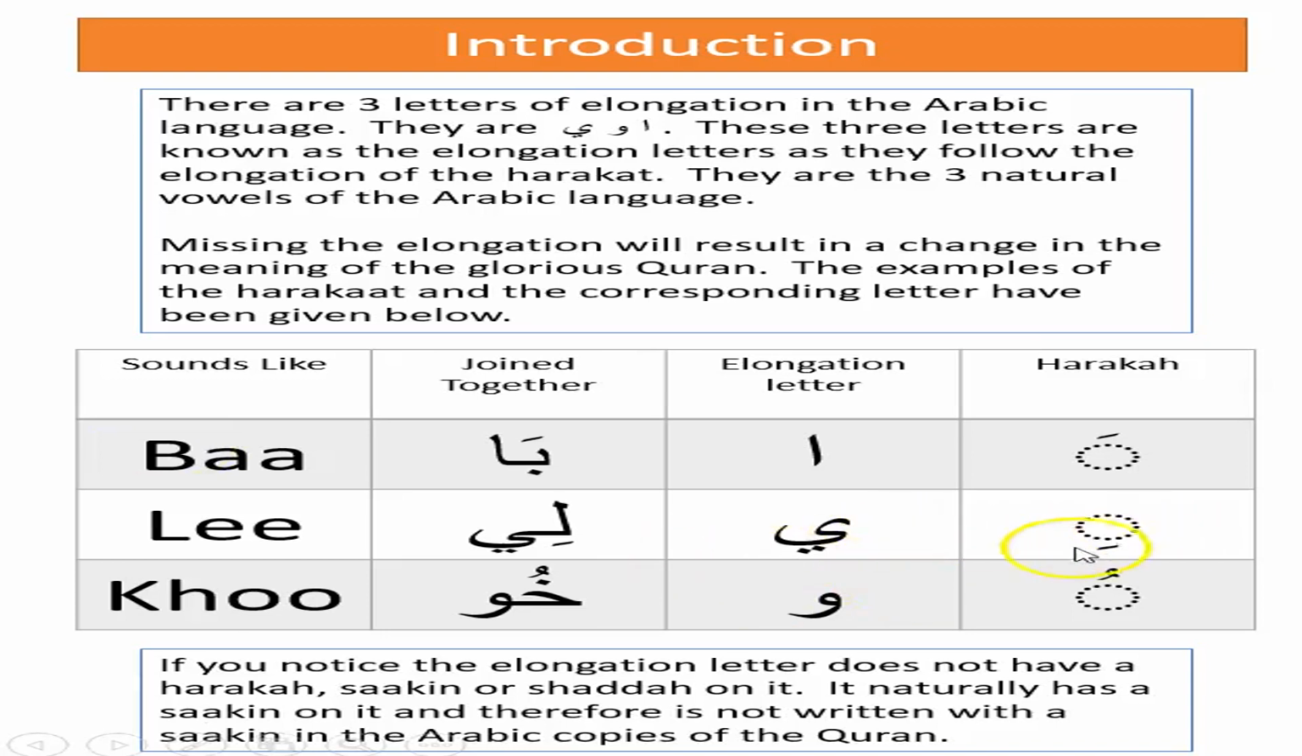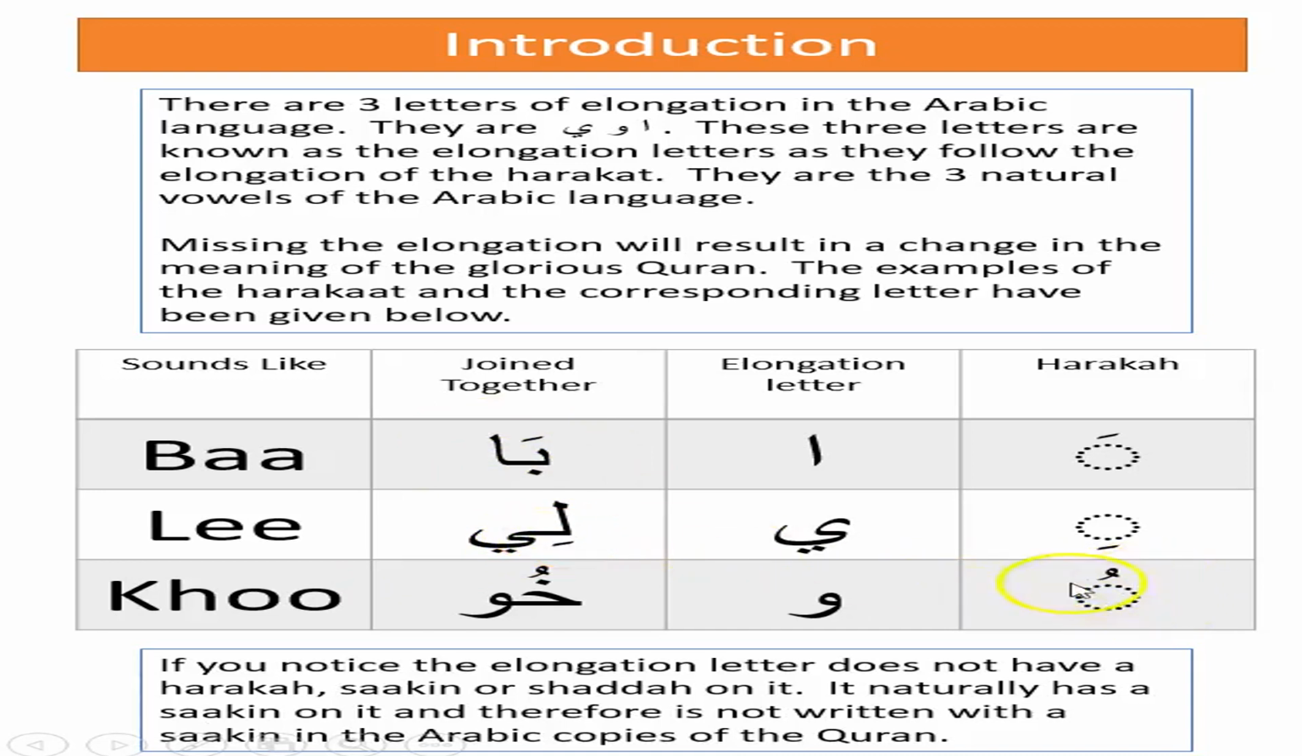The second one is the kisra. The harakah of the kisra, the elongation letter of this is the ya. So this is lee. So the lam with the kisra on it, and then the next letter after that is ya. That would be lee. So remember, the harakah will be on the previous letter, and the med letter will be written after that, and joined or not joined depending on the joining of the letters.